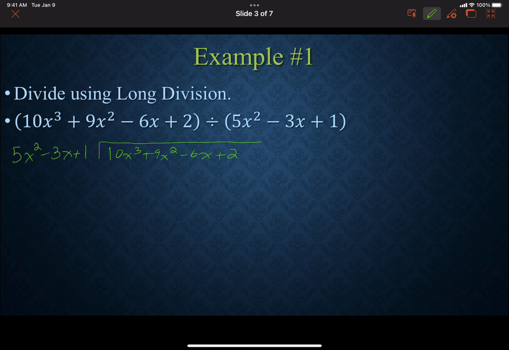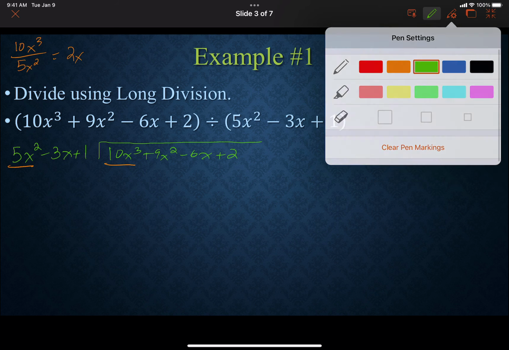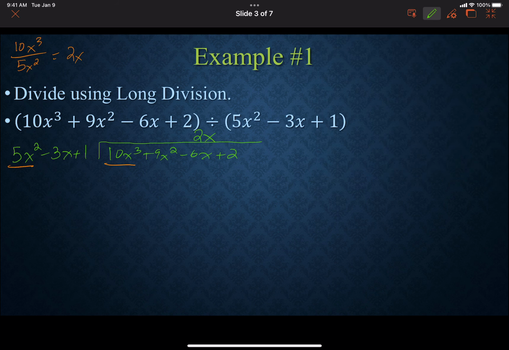And what we're going to do is very simple. We are going to take the first term inside, and divide by the first term on the outside. So 10x cubed divided by 5x squared is simply 2x. And that's what's going to go up top. That 2x will then multiply with the outside expression, the 5x squared minus 3x plus 1, giving us 10x cubed minus 6x squared plus 2x. And then we're going to subtract that expression.